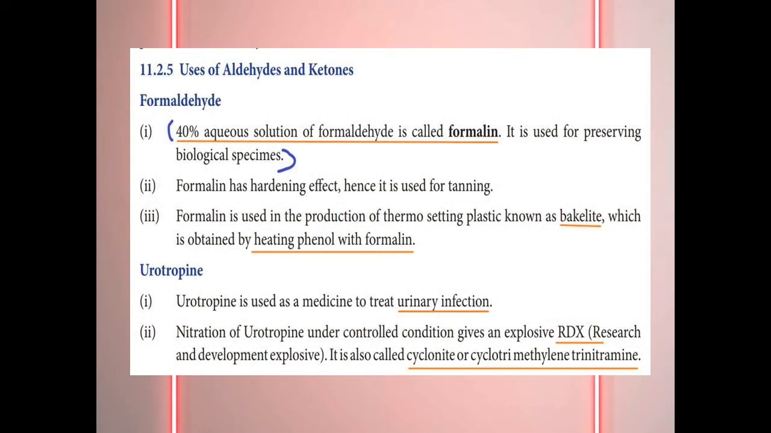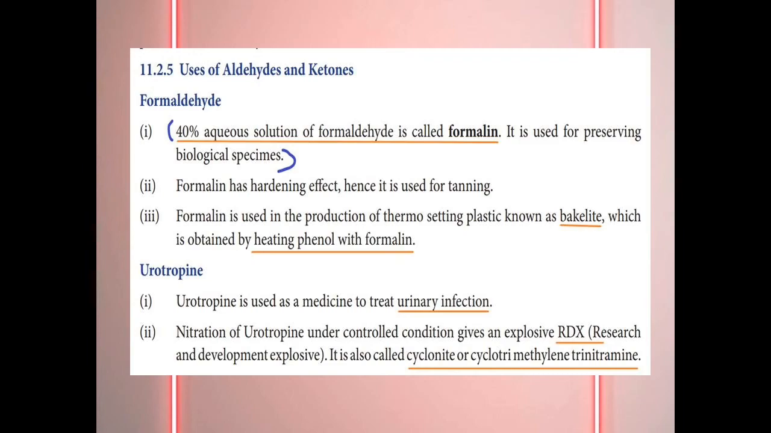This is formaldehyde. Formalin is an important 3-mark question. What is formalin? A 40% aqueous solution of formaldehyde is called formalin. It is used in the preservation of biological specimens. It also has a hardening effect, so it is used in tanning. The next one is Bakelite. What is Bakelite? It is a thermosetting plastic. It is prepared by heating phenol with formalin.